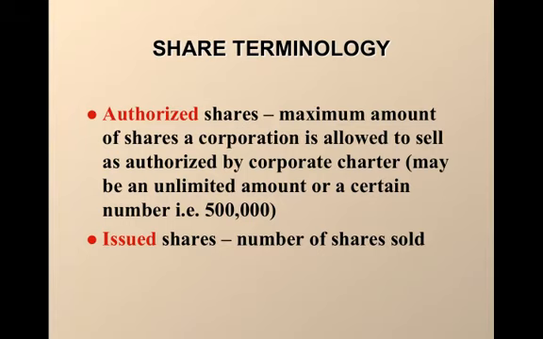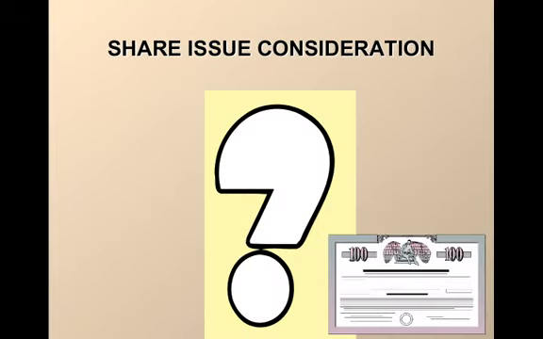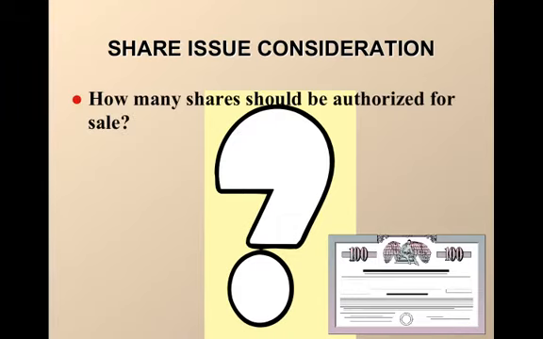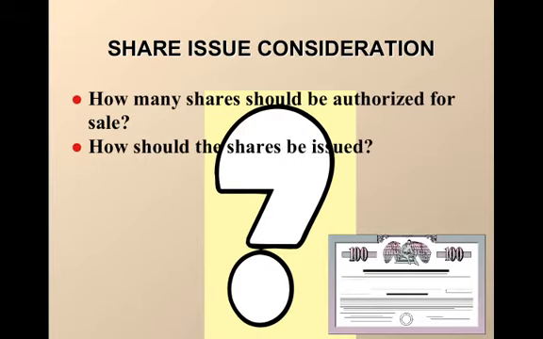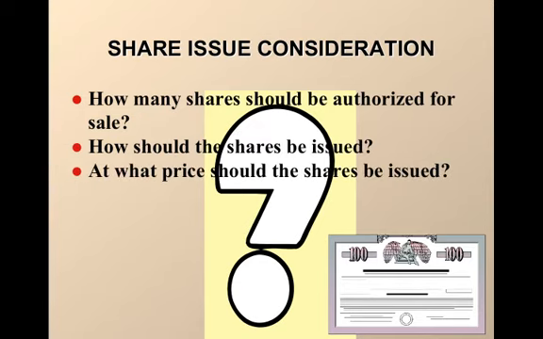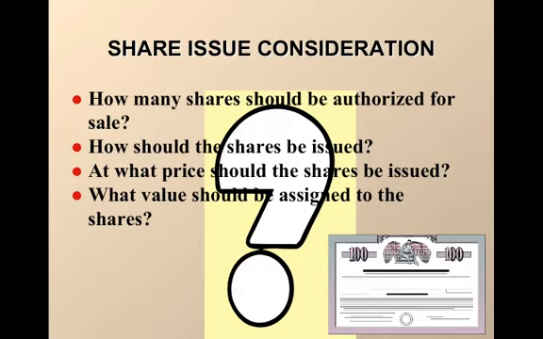Some things that corporations need to take into consideration when issuing shares. How many shares should be authorized for sale? Which also means how many shares should they be able to sell in the next several years in order to raise some capital. How should the shares be issued? At what price should the shares be issued? What value should be assigned to the shares? And so on and so forth.